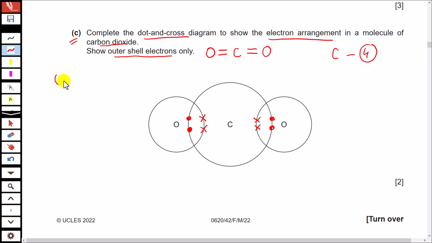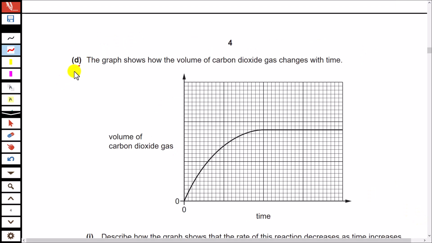Now oxygen has 6 electrons in its outer shell. 2 of the electrons are shared, so there should be 4 more electrons, and you have to show these 4 electrons over the oxygen atom. Similarly, for this oxygen atom, I have to draw the 4 electrons. Okay, that's complete now.